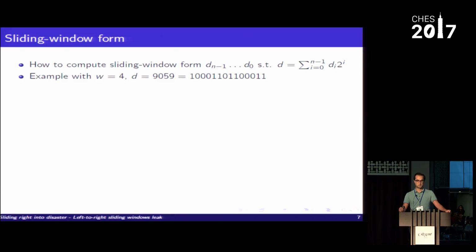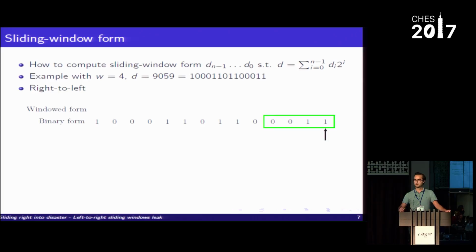So how do we actually compute the sliding window form? I left it open in the previous slide. But there are two ways which are commonly used to compute a sliding window form. I'm just going to go over an example, then you will easily get the idea. So in this example, I will take W is 4 and D is 9059. And you see the binary expansion to the right of it.